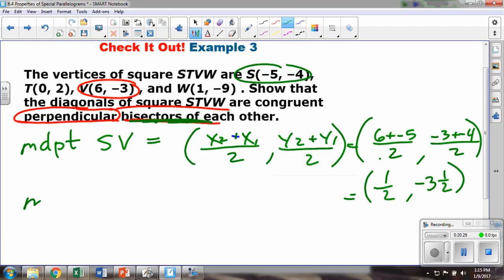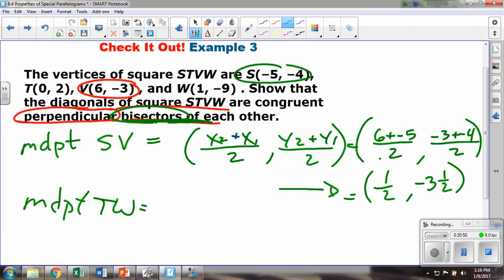To finish this problem, you would have to do the exact same thing for TW. And it would need to be the same midpoint. You get the same answer. That's how you would be able to go and get the fact that they are bisectors.